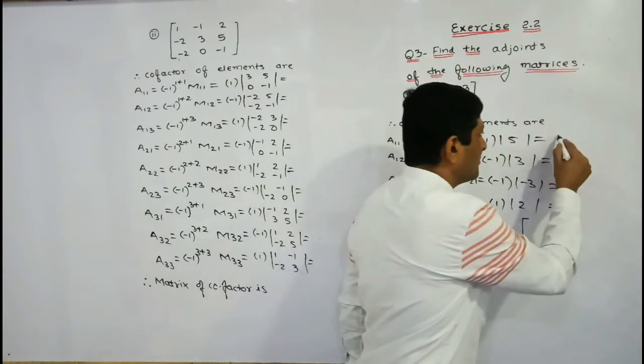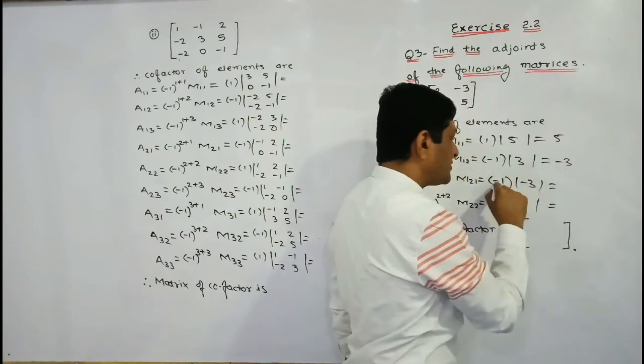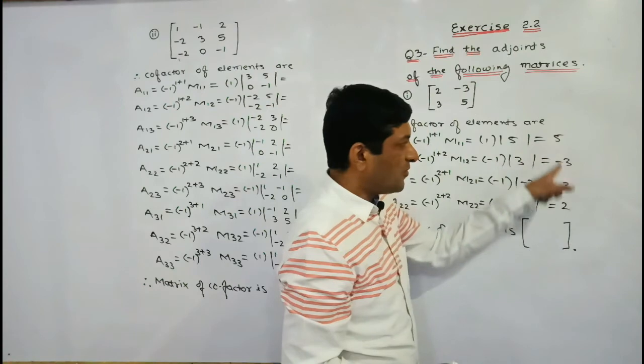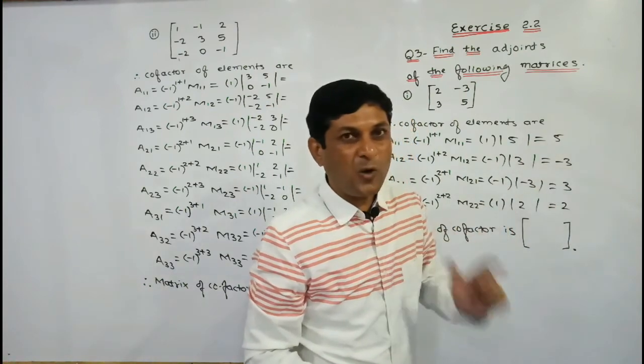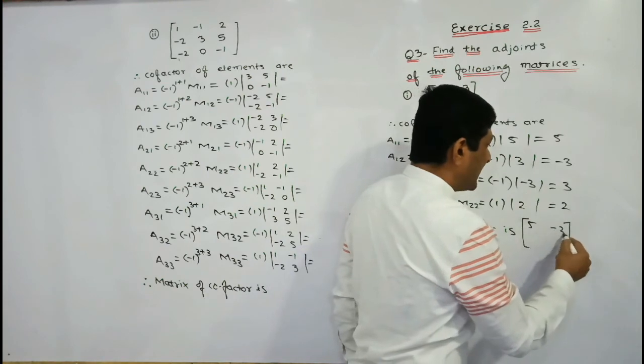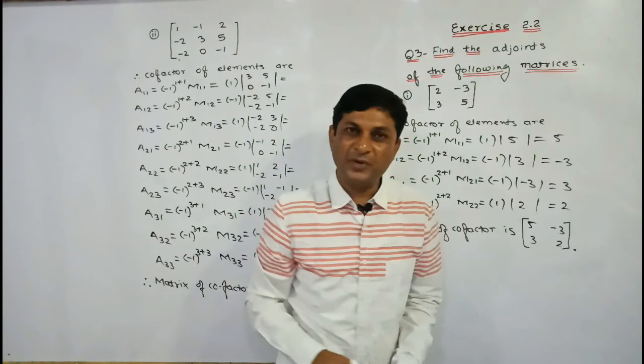5 into 1 will be equal to 5. Here 3 into -1 is -3. -3 into -1 is +3, and 2 into 1 will be equal to 2. Cofactors are known to us. Collect all these cofactors in one matrix. So what we'll get here: 5, -3, 3, 2. We have collected all these cofactors in one matrix.